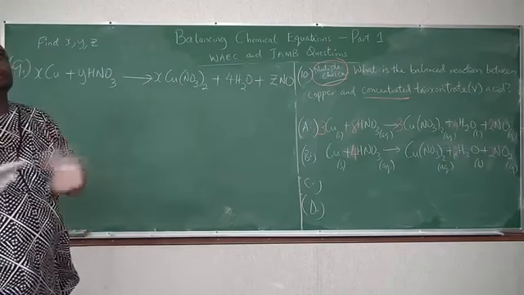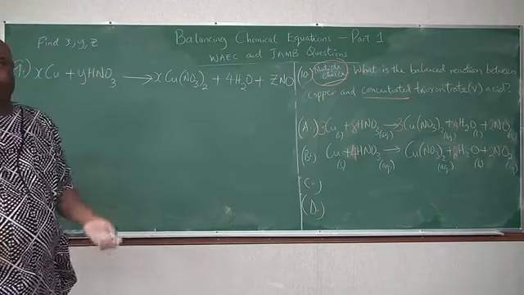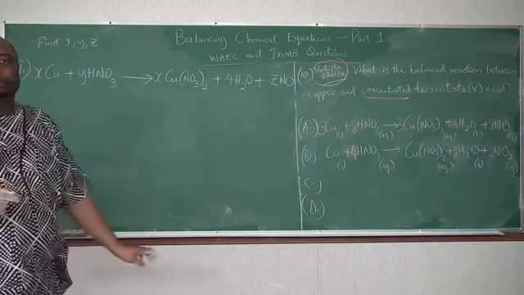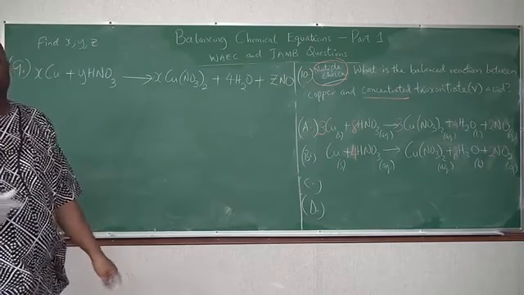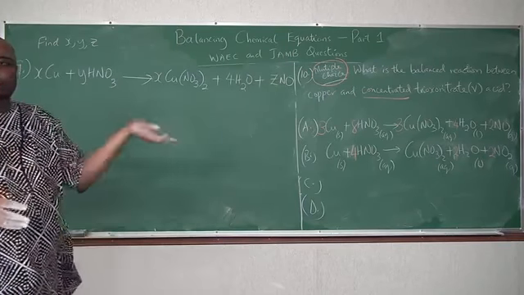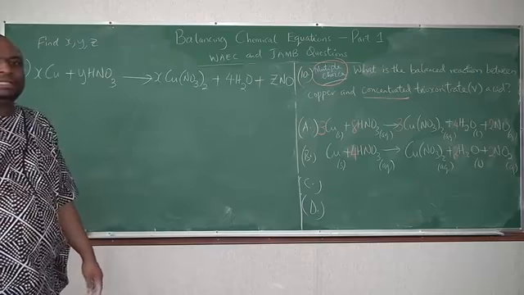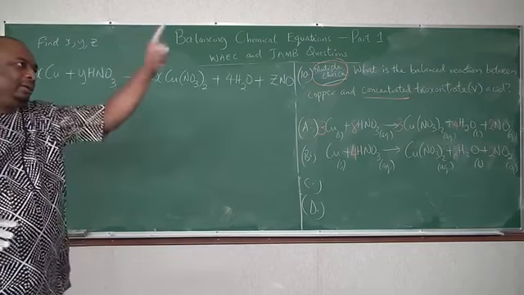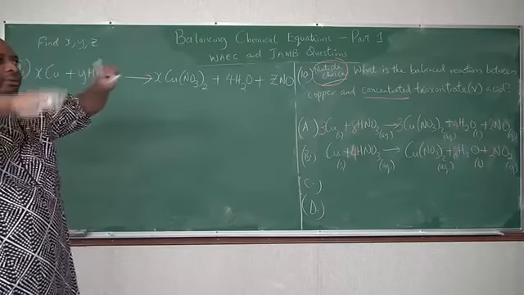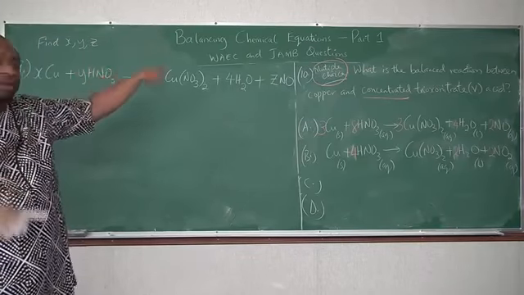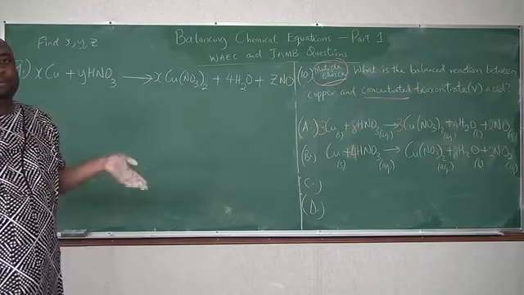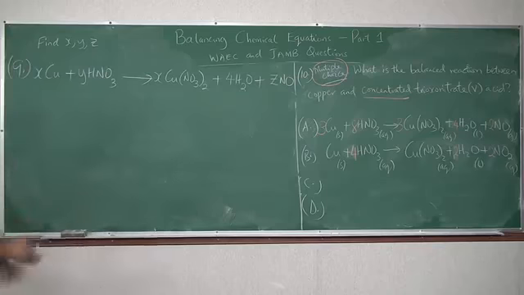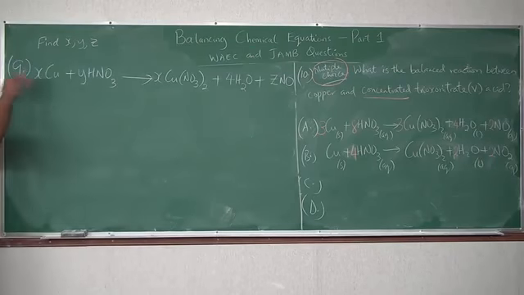But let me just give you this advice for both Waec and Jamb. If they give you any equation and they put variables, and they say that it's balanced already, go ahead, forget about those variables. Balance the equation either by inspection or by algebraic method, and then cross-check. Compare it with the equation they gave you, and then find the respective variables. So to save time. But let us still do it from what they gave us.